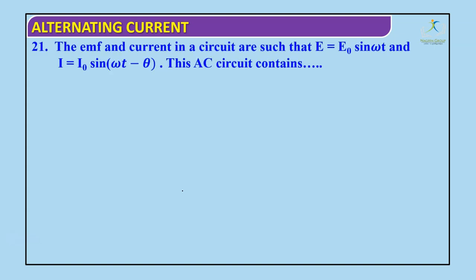Next question we have, the EMF and current in a circuit are such that E is equal to E naught sin omega t and I is equal to I naught sin (omega t minus theta). This AC circuit contains R and L, R and C, only R, only C. The correct answer for this question is R and L.